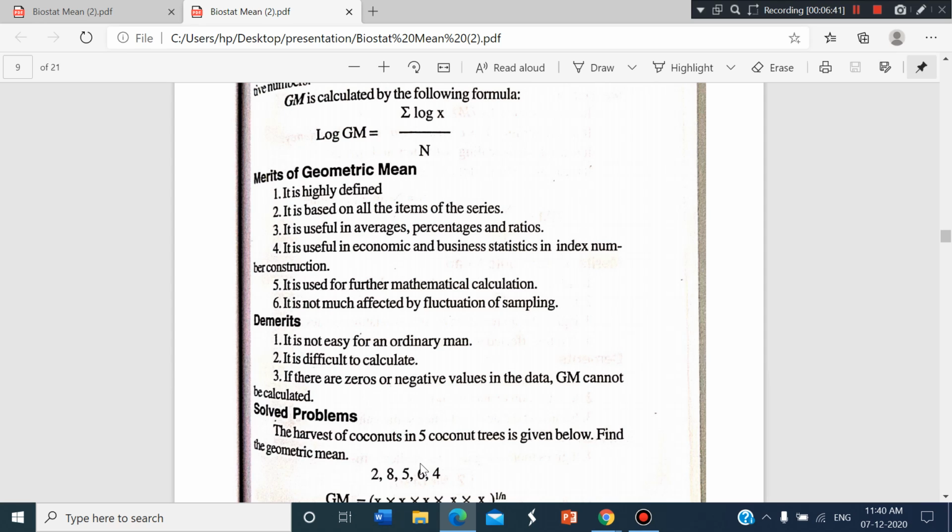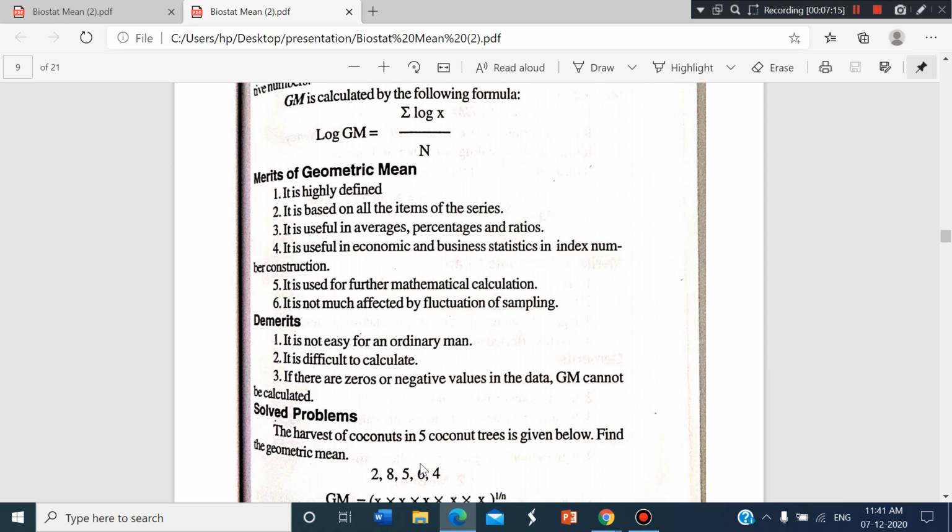It is useful in averages, percentages, ratios, everywhere you can use it, especially in economic and business statistics. The geometric mean is more important. Once you get the geometric mean, it can be used for further mathematical calculations also, as it uses logarithmic values. It is not affected by fluctuation of sampling, like extreme values.